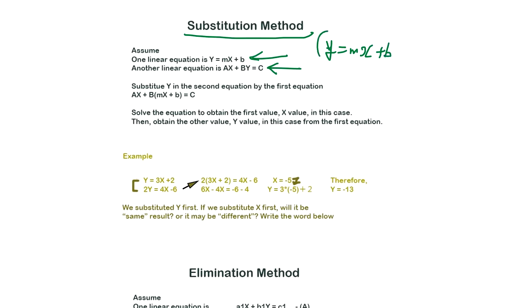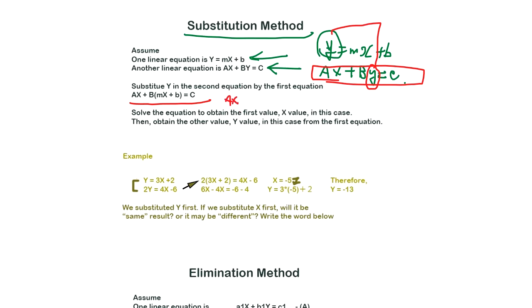Conveniently, y is given, and the other one is a more general form, ax plus by equals c. So naturally you think about putting this y into this y, so you get an x-only equation, so we can solve it. So we get ax plus b times (mx plus b), and we expand this: ax plus b(mx plus b) equals c.